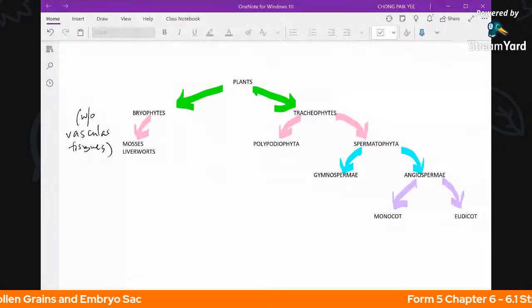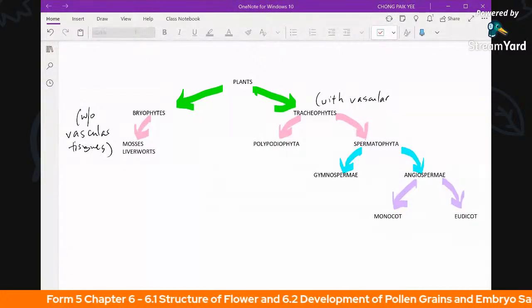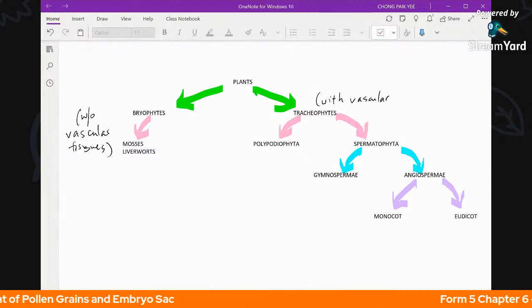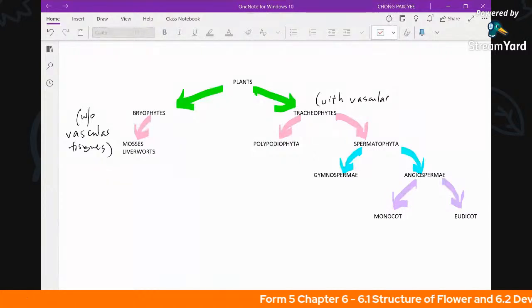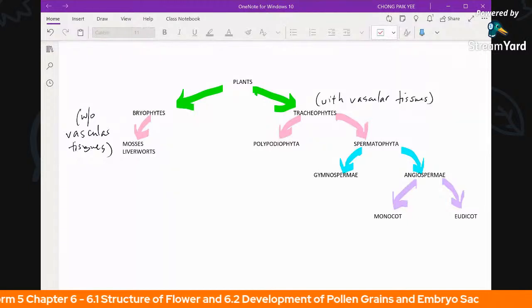These tracheophytes possess vascular tissues. That means under here, you will have xylem and phloem. Xylem is specifically for transporting water and minerals, while phloem is for transporting organic substances, that means the food, sucrose, glucose, and so on. These are vascular tissues. With this condition, you already have 2 groups, whether with or without vascular tissues.